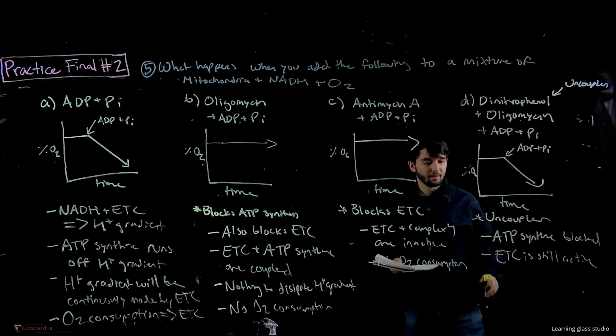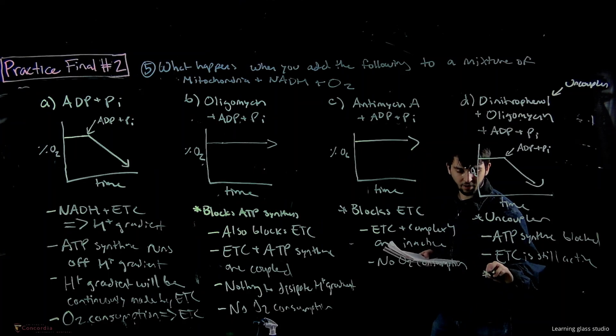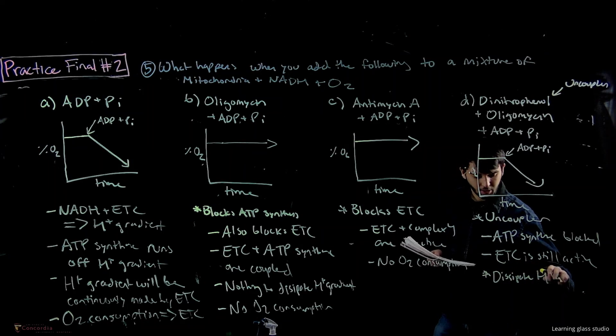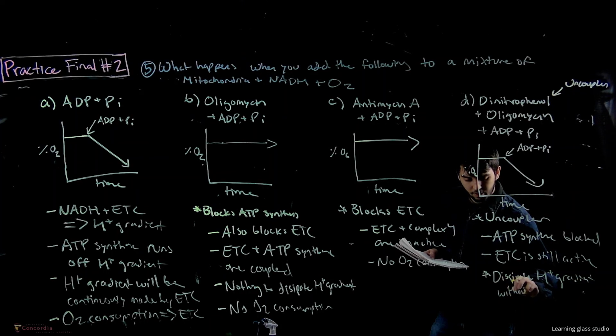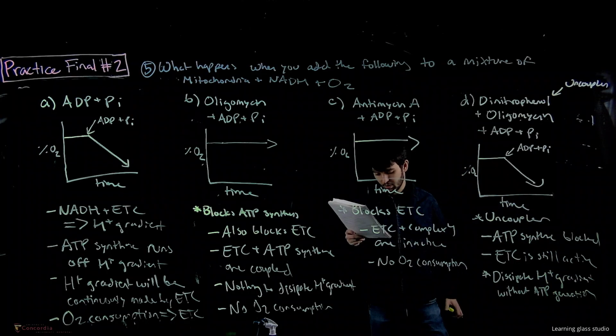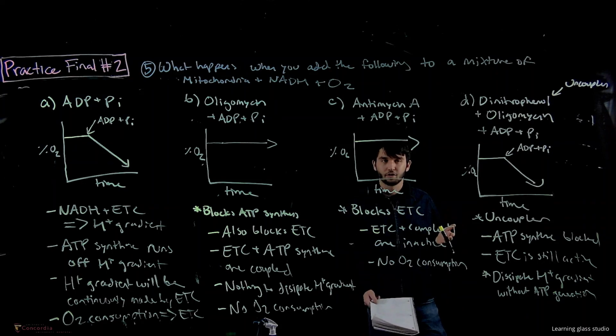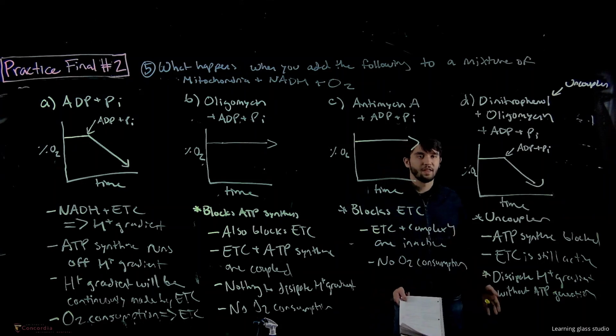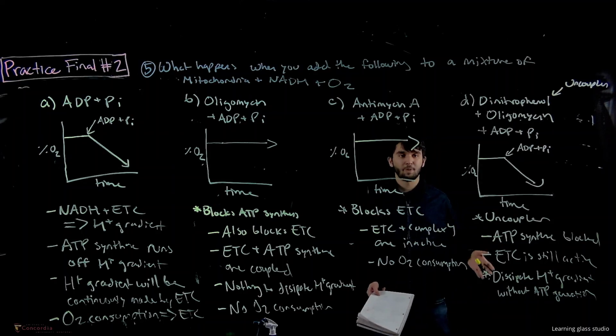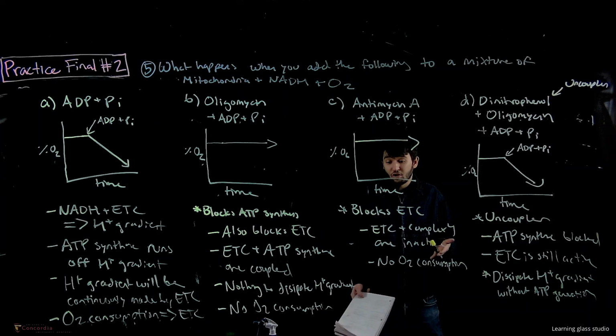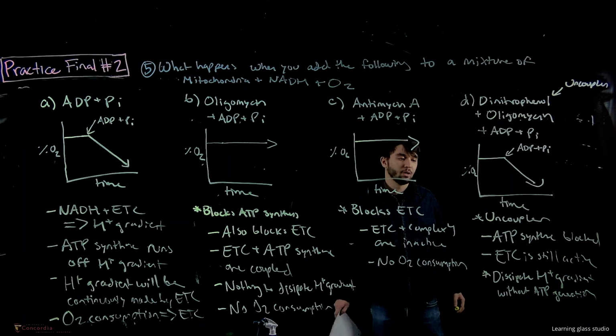And that is because the uncoupler is going to dissipate the H plus gradient without ATP generation. So it is sort of tricking the electron transport chain into thinking that ATP is being made by dissipating the H plus gradient, much like what ATP synthase would do.